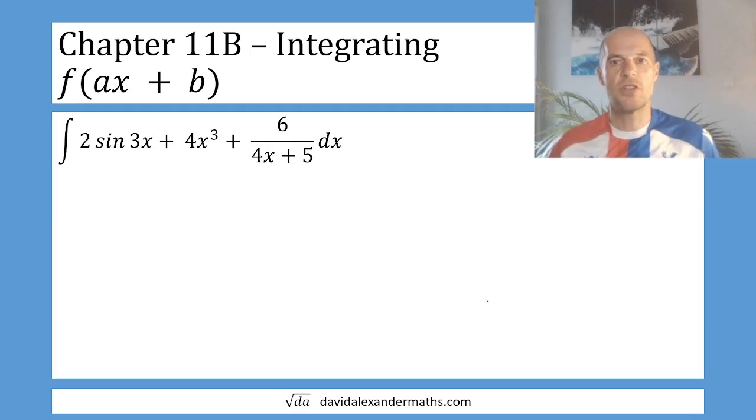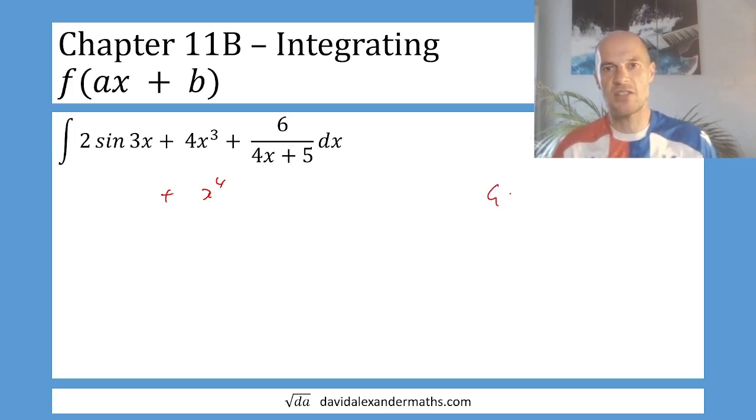Okay, so here are one or two more examples where we're just using this guess and check method. So there's a few bits and pieces that are quite easy. For example, 4x cubed, increase the power by 1, divided by the new power. 4 divided by 4 would just be 1, so x to the 4. However, the 2 sine 3x and this fraction on the right is a little bit nasty.